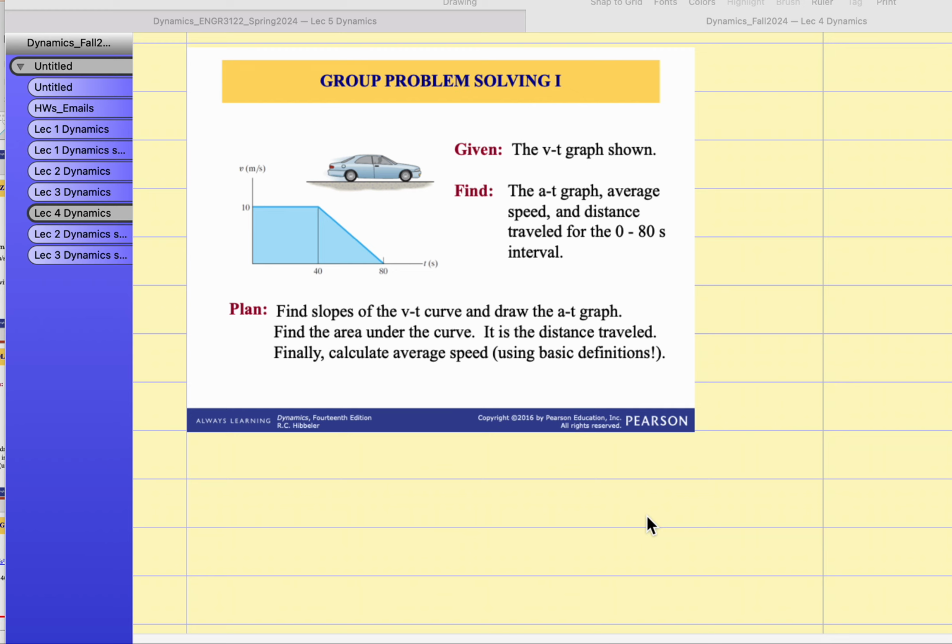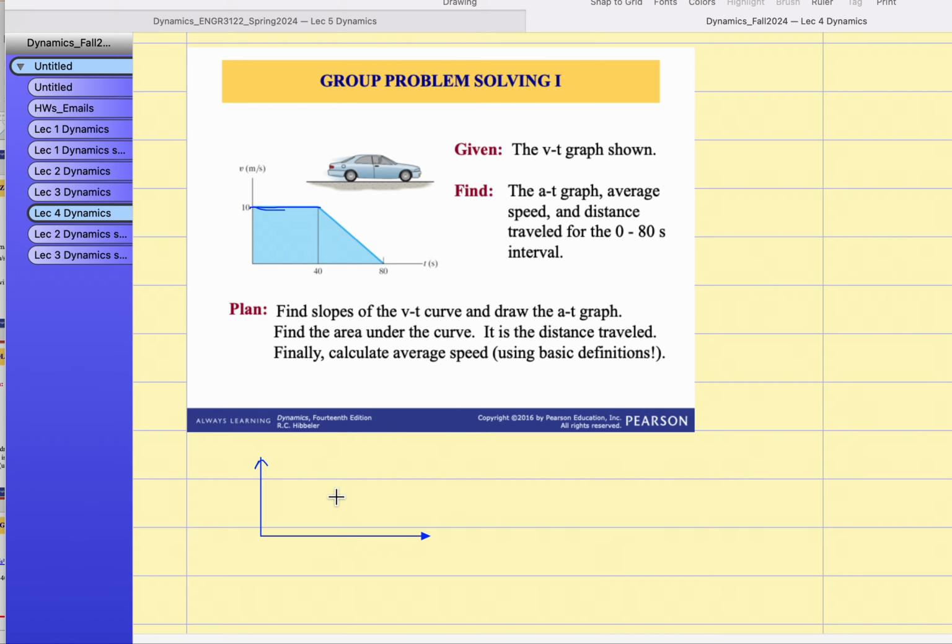Okay, the question is the velocity versus time. The graph is shown here. So you have to plot acceleration versus time. And be very quick without knowing the expression. If you see the slope of a straight line, what do you suggest?